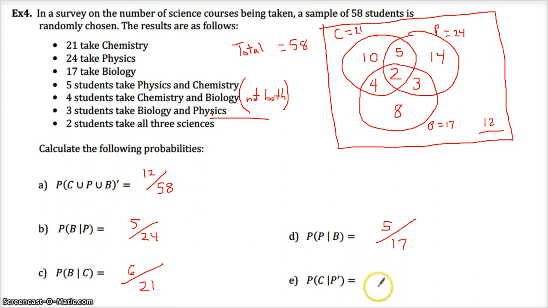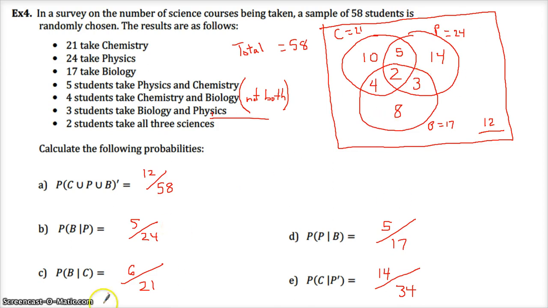So, all right, and then P not, okay, who's in P not? P not is the 10, the 4, the 8, and the 12. So that is a total of 20, 34. Of all those that I just counted up in those zones, how many of those are in C? The 4 and the 10. So that's 14.